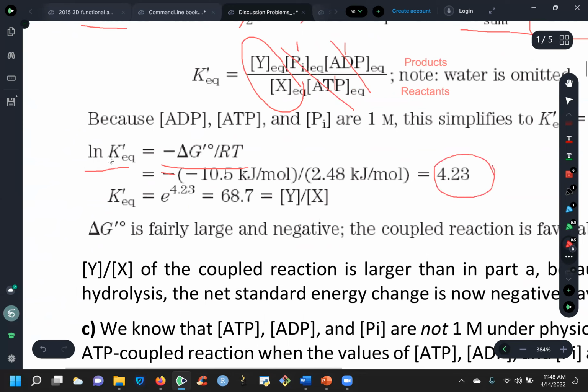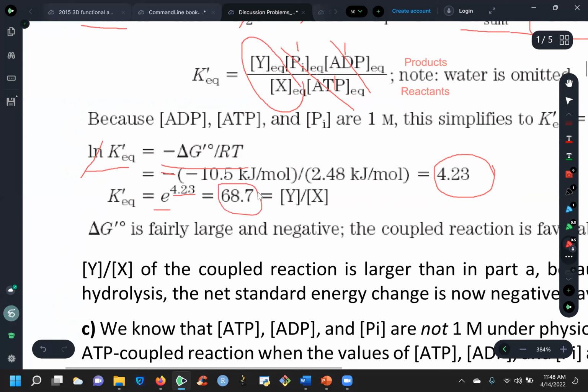But remember, our answer is an ln of KQ. We still have to get rid of that ln. So in order to do that, all you do is you take e and raise it to the power of 4.23. And that will give you 68.7. So 68.7 is our ratio of Y over X, or products over reactants.